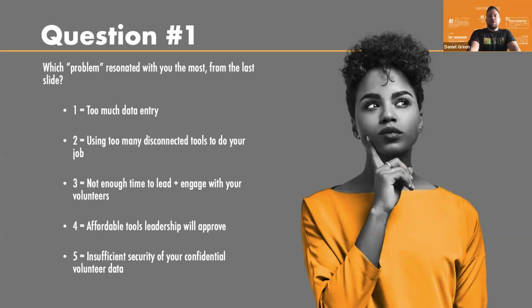So Joan Stewart, 2 and 3. Yep, using too many disconnected tools, not enough time to lead and engage. Sarah and Eileen, everyone have put 3 and 4, 1, 2 and 3. Jess has put 2 and 3. Francesca, we are just looking to start a volunteering program, therefore 2 and 4.